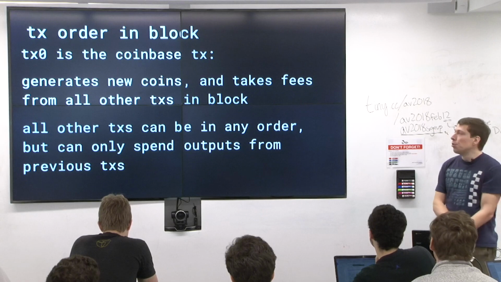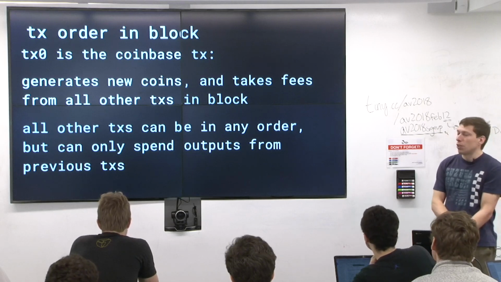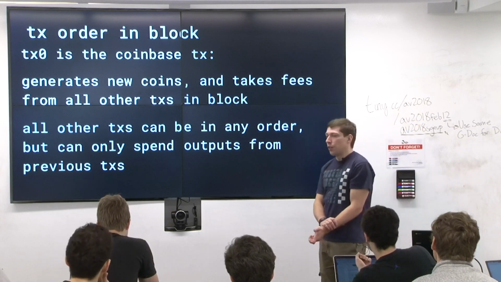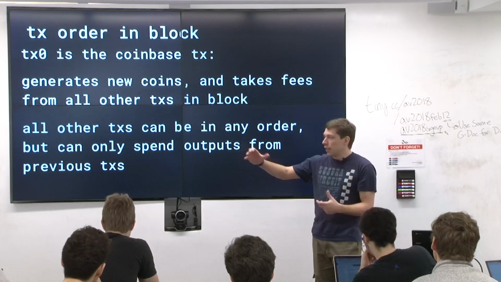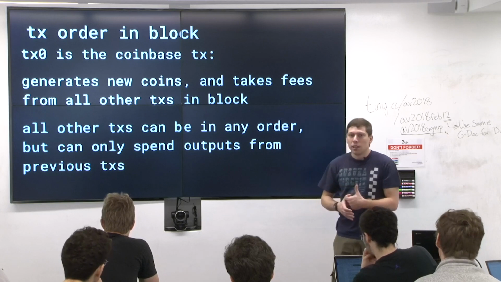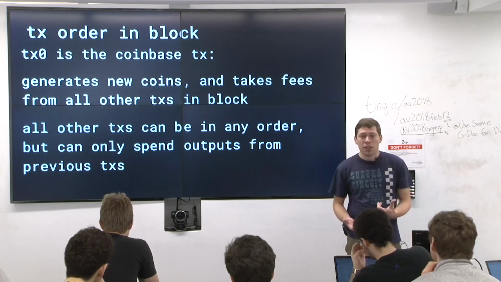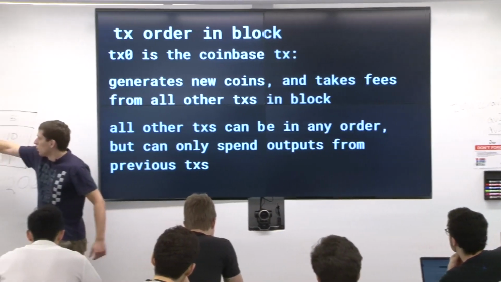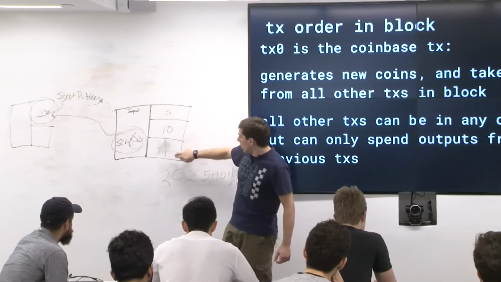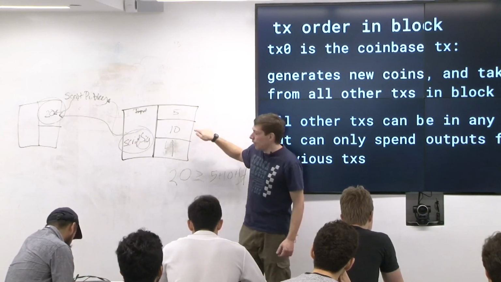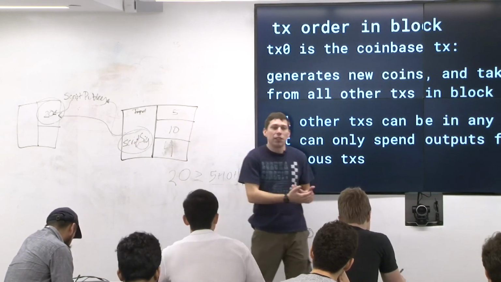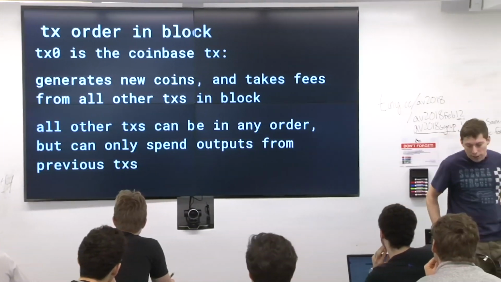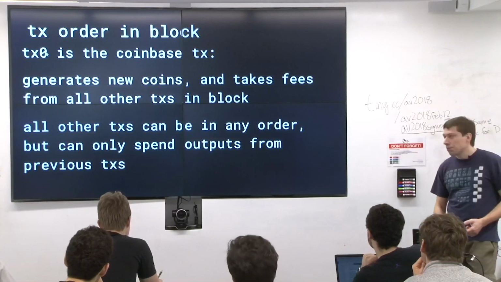It generates new coins, and it takes fees from all the other transactions in the block. I think Neha mentioned this yesterday, where if you have a difference between the input amounts and output amounts, that's implicitly a fee, right? So if your inputs, here, Neha's example, you're spending 20 coins, you've got 5, 10, 4. Well, there's only 19 coins in the output, so there's an implicit fee of 1 coin. That 1 coin can go to transaction 0, right?